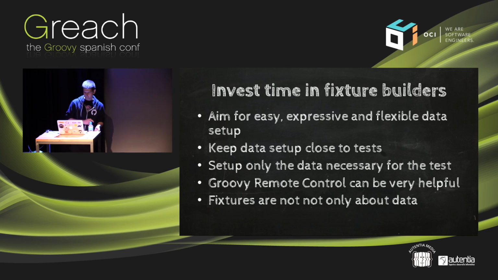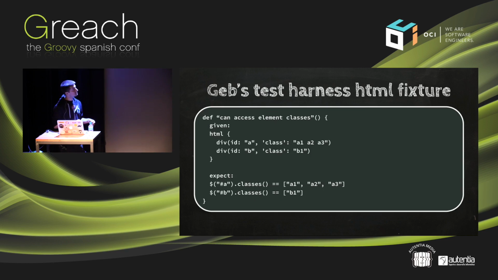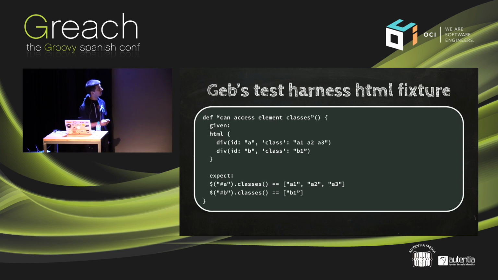I'm going to skip over examples just quickly on this one. So test fixture builders are not only about data, they can be about any other thing. So for example, in the JEP codebase, we have this fixture which allows us to declare some HTML that is then served for the test from an in-memory HTTP server, and then we can easily do stuff like that.